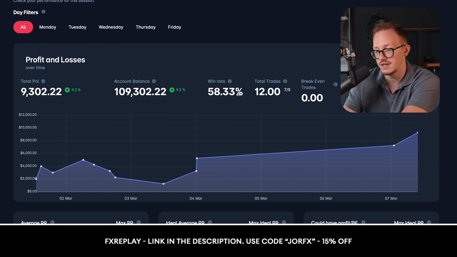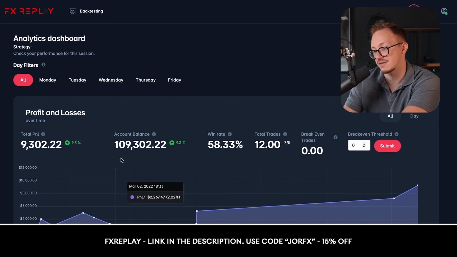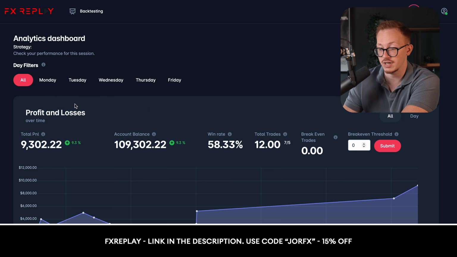12 trades, 58% win rate. Our account has grown by 9.3%. The average duration is 8 hours and the account age is 6 days. So in theory, this would pass your first challenge in 6 days. Of course, that's just in theory. Now let's go to the last one, and it is the 5 minute fair value gap.